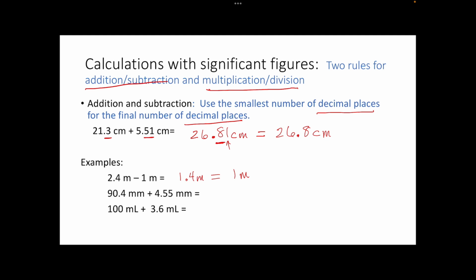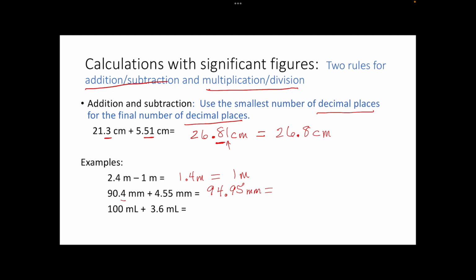All right, the next problem: 90.4 millimeters plus 4.5 millimeters. If we just put this into our calculator, we get 94.95 millimeters. And notice that I'm writing all the units. You guys will need to do that too.